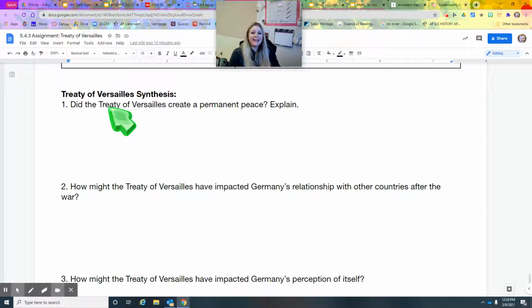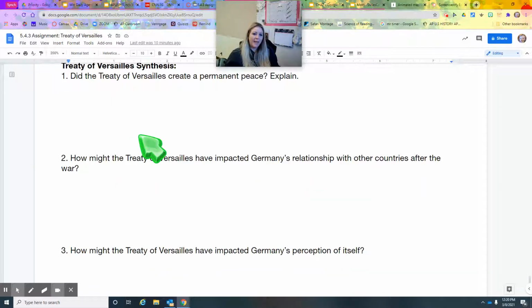Okay, Treaty of Versailles synthesis. So this is putting it all together, collectively. Number 1, did the Treaty of Versailles create a permanent peace? Explain why or why not. Number 2, how might the Treaty of Versailles have impacted Germany's relationship with other countries after the war? Number 3, how might the Treaty of Versailles have impacted Germany's perception of itself?